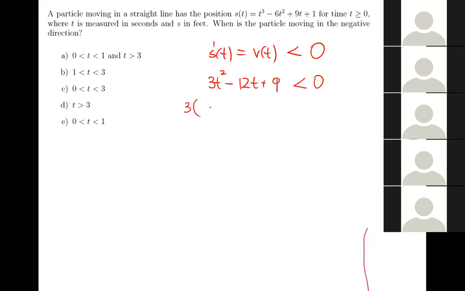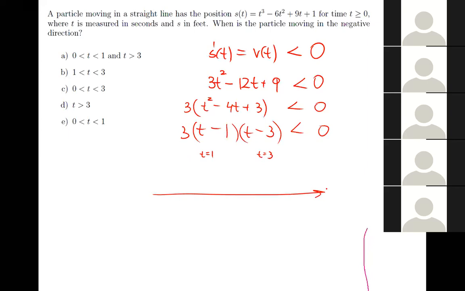I have to solve a quadratic inequality. Factor out 3: t squared minus 4t plus 3. And let's factor the quadratic expression: t and t, 3 and 1, minus and minus, because negative 4 and 3. Okay? That we can see t is 1 and t is 3, but those are my zeros. I still have to test it. Right? 1 and 3.